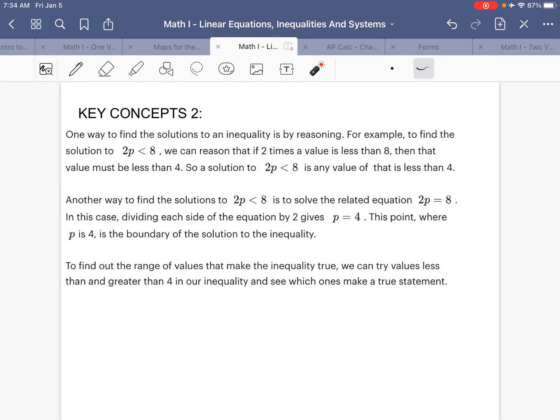Because the solution to that equation is going to give us where 2p is equal to 8, right? Which is p equals 4. That right there is what we call a boundary. On one side of 4, we have solutions, and on the other side of 4, we don't have solutions. On one side, we have values where 2p is less than 8, and on the other side, we have values where 2p is greater than 8. And now that we know this boundary, all we have to do is figure out which side of that boundary is our solutions.